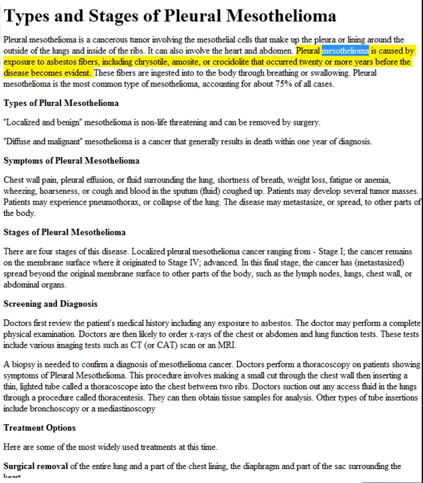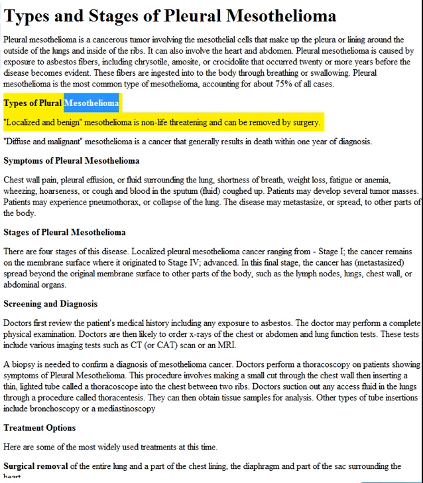Pleural mesothelioma is caused by exposure to asbestos fibers, including chrysotile, amosite, or crocidolite, that occurred 20 or more years before the disease becomes evident. These fibers are ingested into the body through breathing or swallowing. Pleural mesothelioma is the most common type of mesothelioma, accounting for about 75% of all cases.